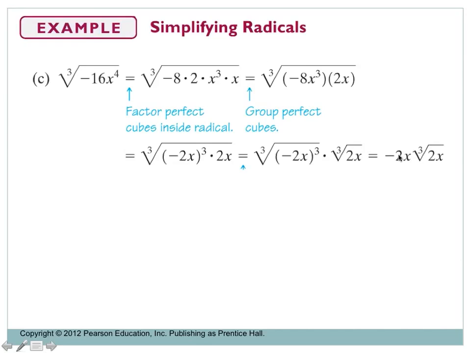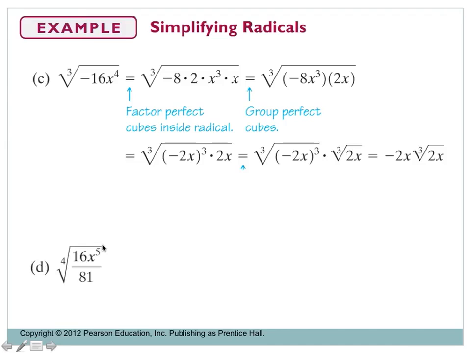Now, cube root of negative 8 is going to be negative 2, so that's where this negative 2 comes from. Cube root of x cubed, if you recall, the exponent and the root basically cancel one another out, so you're just left with x. And then you're still left over with a cube root of 2x, so that stays inside.